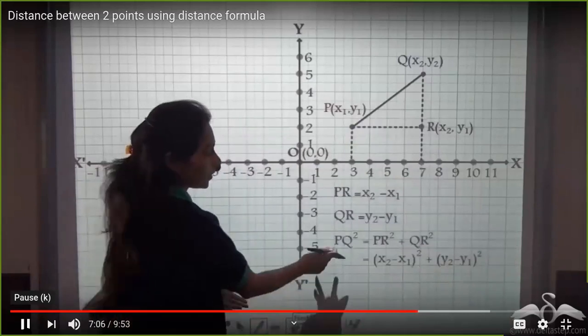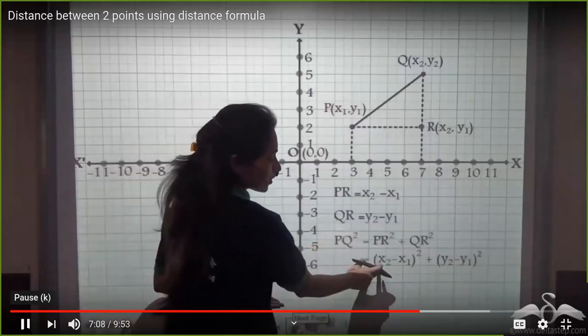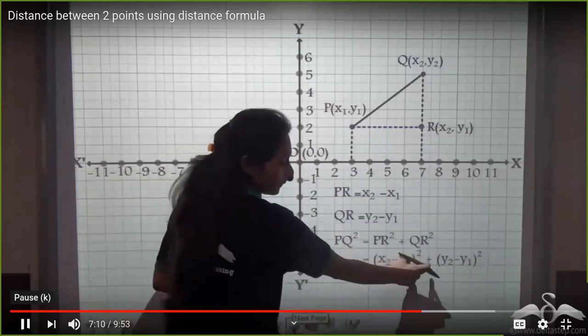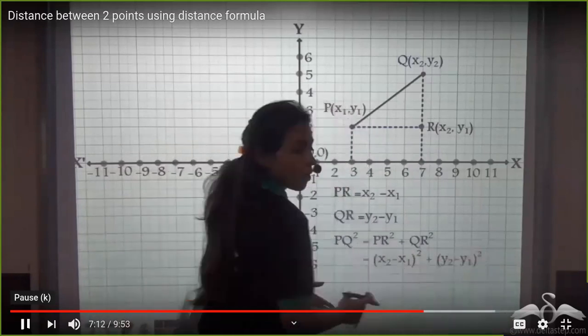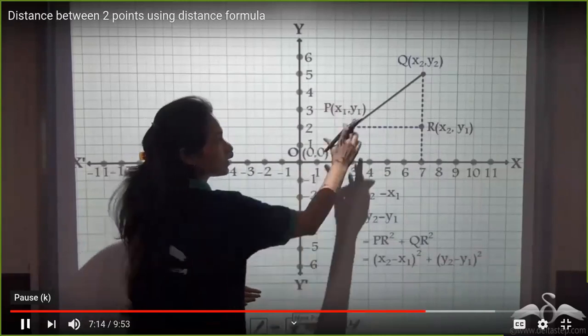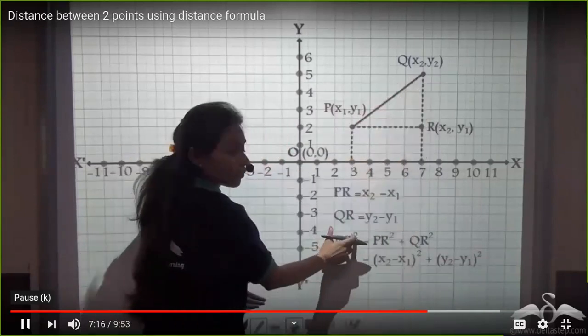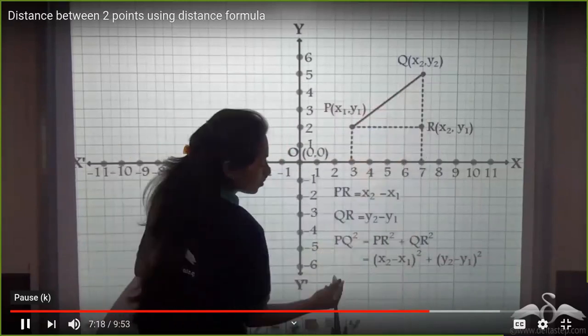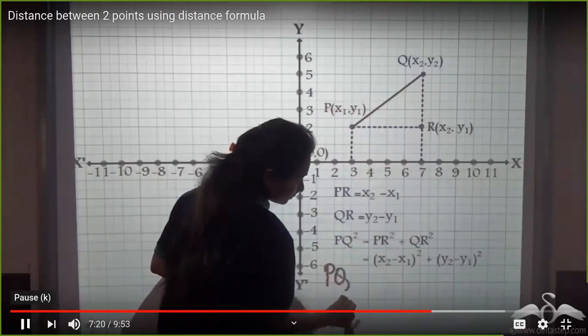So we got PQ squared is what? x2 minus x1 whole square plus y2 minus y1 whole square. Now we need the distance between P and Q, so we need to remove the square from here. So PQ will be what?